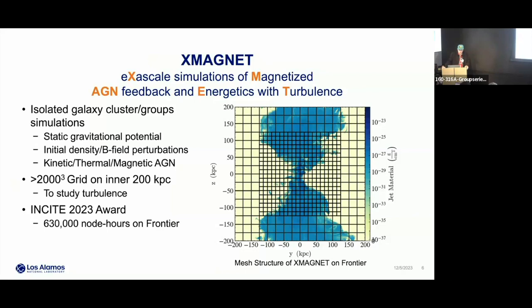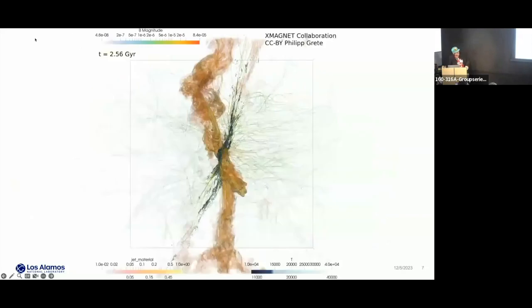This is enabled by an INCITE Award that we have, which gave us a bunch of node hours on Frontier, which is the first exascale supercomputer. Each of the simulations is 10 billion cells, about that big. Okay, so this is the first simulation. Only one of the simulations has been completed. The rest of the first year are finishing up, but here's a movie.